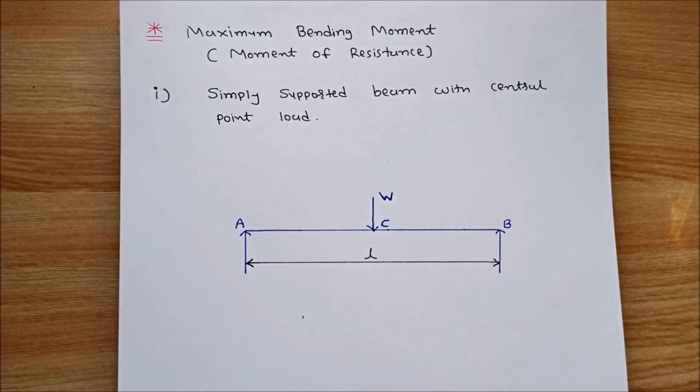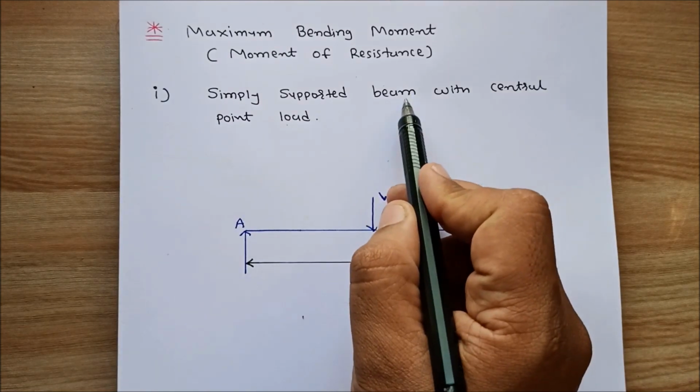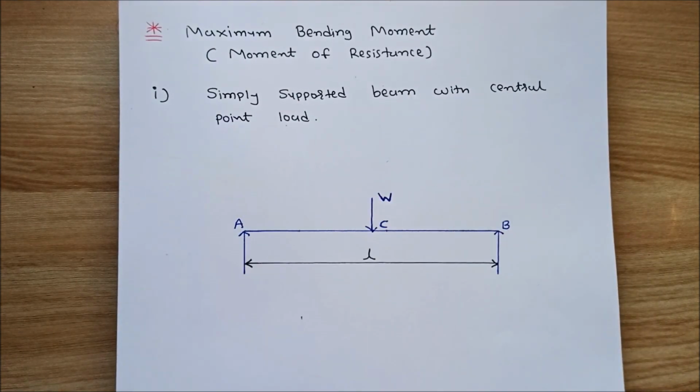Fourth equation, that is cantilever beam with point load at free end. And fifth equation, cantilever beam with UDL on entire span. These equations are very helpful while you calculate numericals related to bending stress in beams. So first equation, that is for a simply supported beam with central point load.